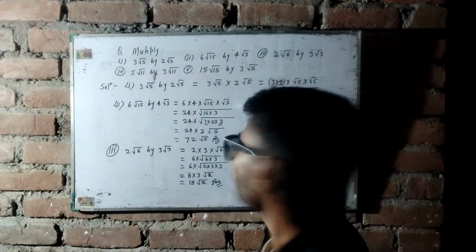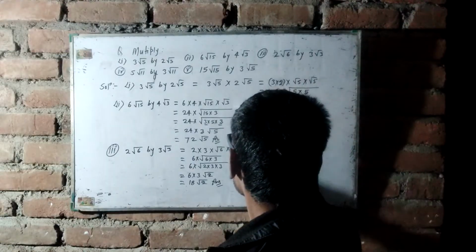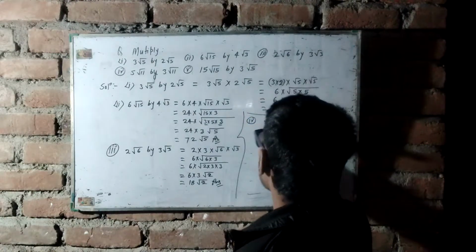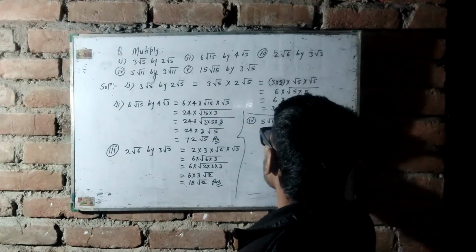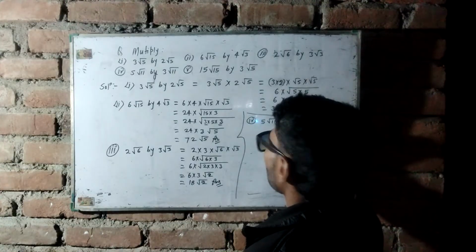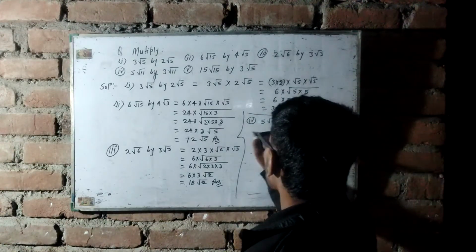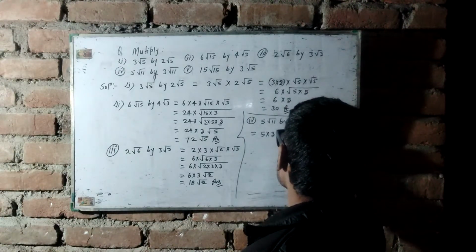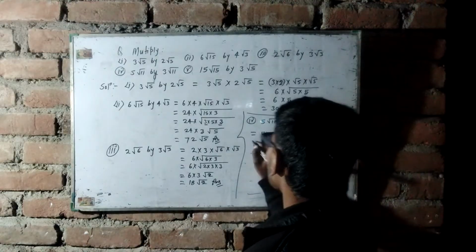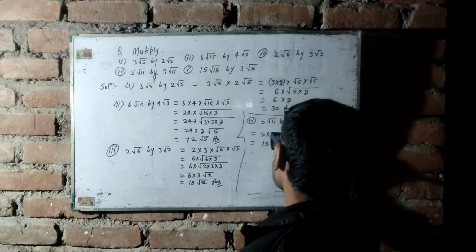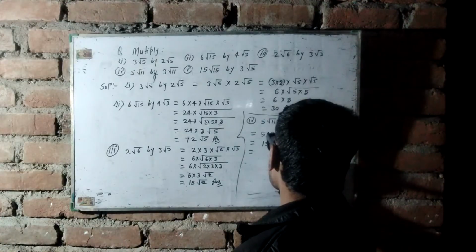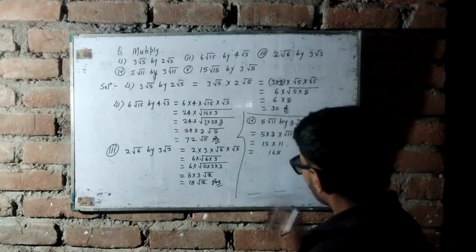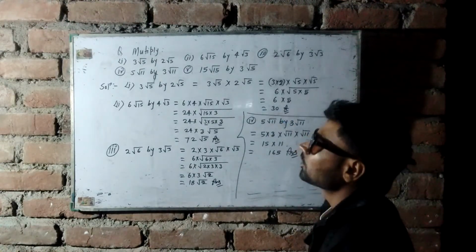Now let's go ahead to the next question. Question number 4. 5 under root 11 by 3 under root 11 is equal to 5 into 3 into under root 11 into under root 11. Now we can write 15 into 11. So 5 1s are 5, 1 6 1 is 165. Okay. This will be the right answer.